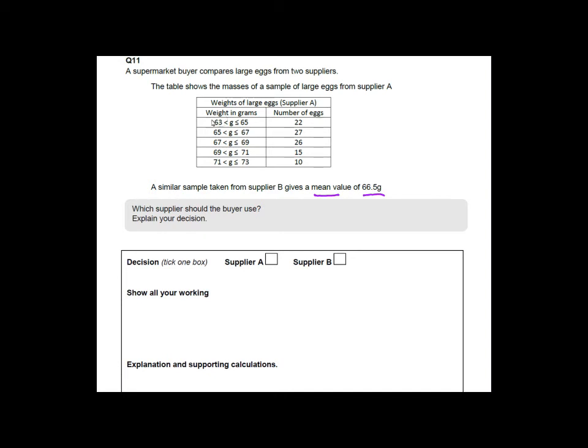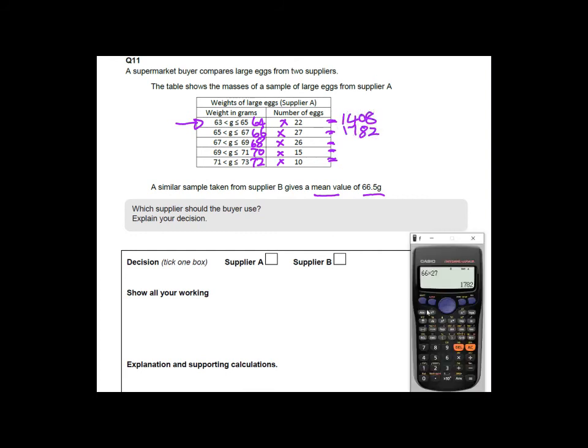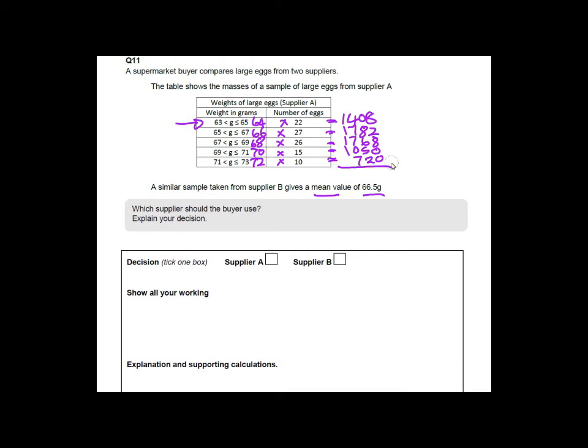So when you're given a range of numbers, what we need to do is take the midpoint between 63 and 65, in other words 64, and multiply it by the number of eggs. So we're going to do that for each of the weights in grams. And then we're going to add each of these weight categories to get a grand total for the total weight of the eggs. And then we're also going to add the number of eggs. So we have the total number of the eggs and that total number that those eggs weigh.